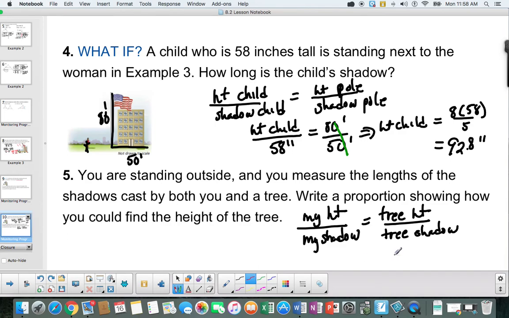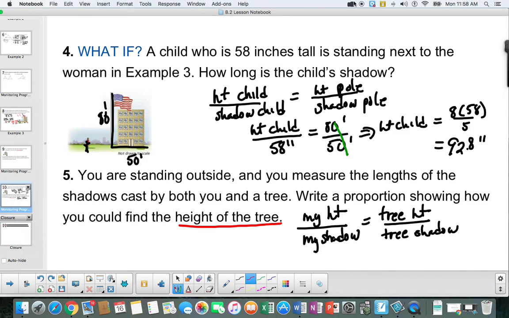Now, when you're outside and you want to figure out the height of a tree, which could be dangerous if the tree's really tall, here's a way to indirectly find the height of the tree with information that you can use. And this is the end of the screencast.